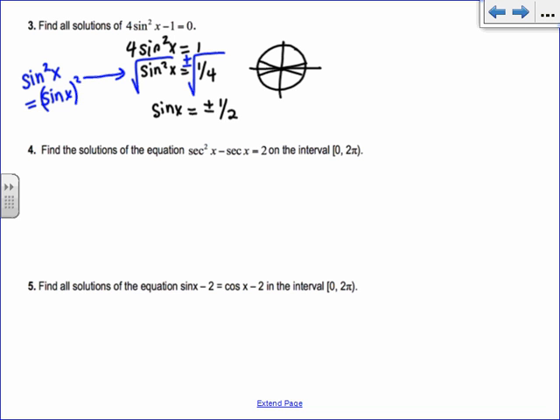I have sine equal to positive 1/2 and negative 1/2, those 4 locations. So we're going to get x equals pi over 6, right? What about the one that's right before pi? 5 pi over 6, 7 pi over 6, and then the last one is 11 pi over 6. Okay, those are your 4 answers.